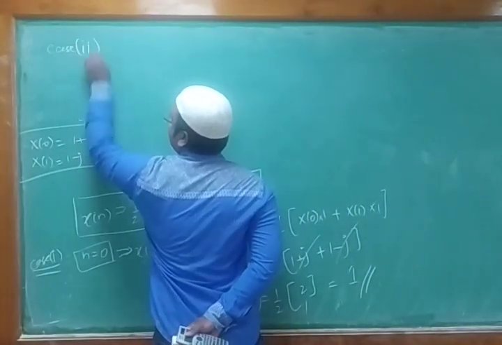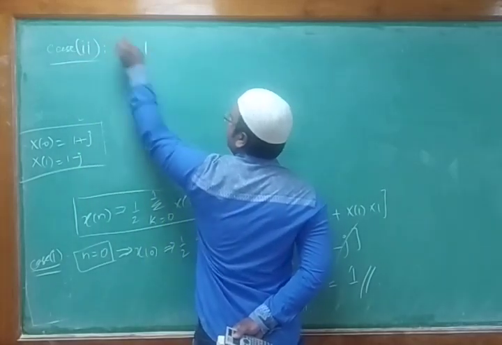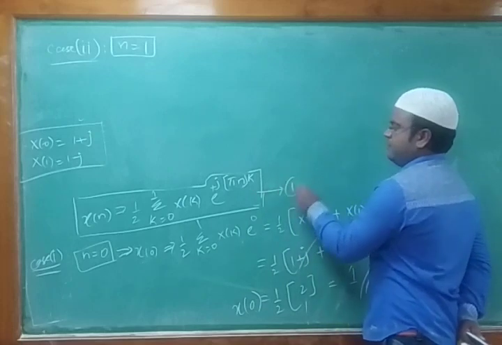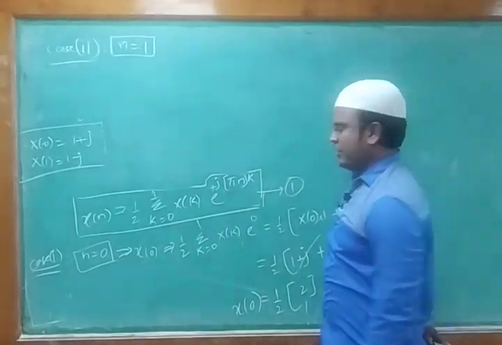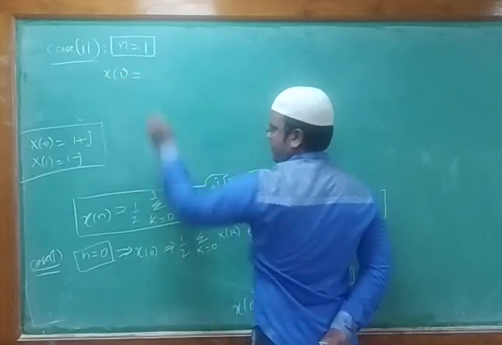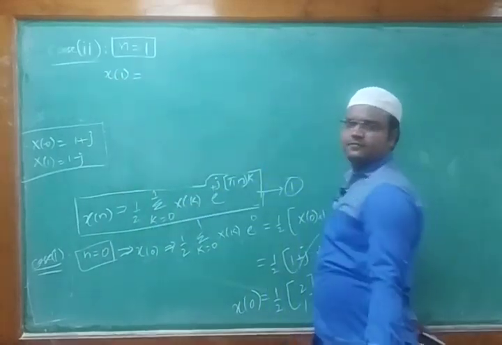So what is the case 2 we do have? n is equal to 1. So we are putting it in the main formula. This is your main formula, let it be equation 1. So in this, what will we write? x of, small x of 1, because we are writing the n value as 1.